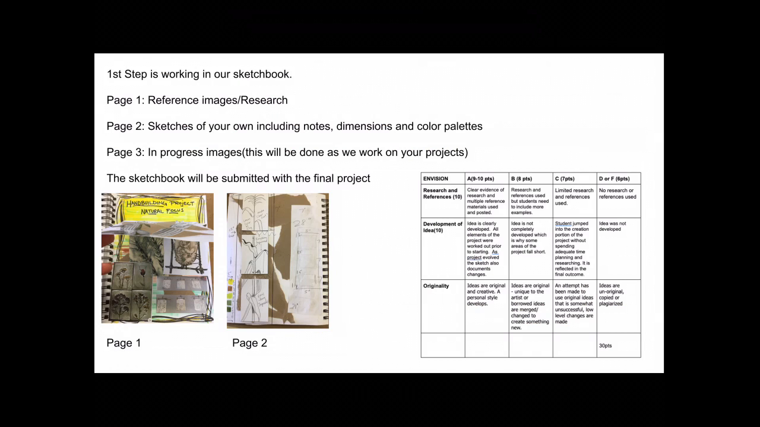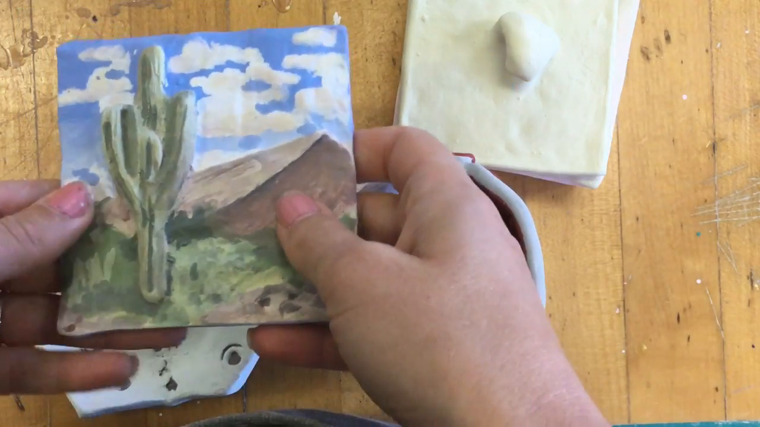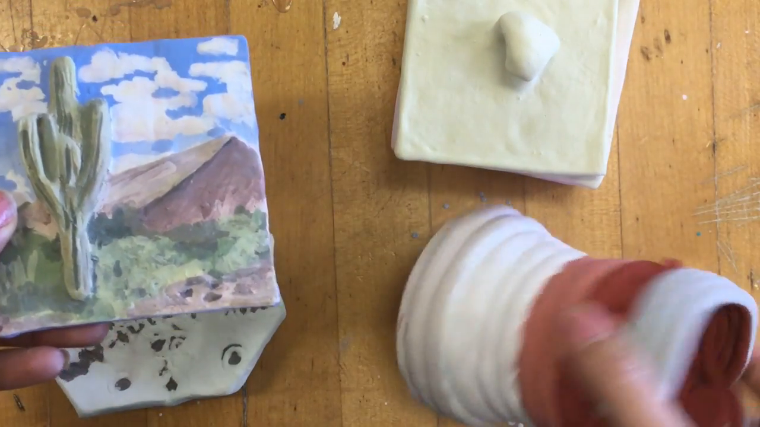Our very first step in creating this project is going to be working in our sketchbook. You also have this paper in front of you. Unless you're at home, you'll have it with you tomorrow. And we're going to go over what I'm expecting in your sketchbook, how you're graded, and where we're going to go from there.